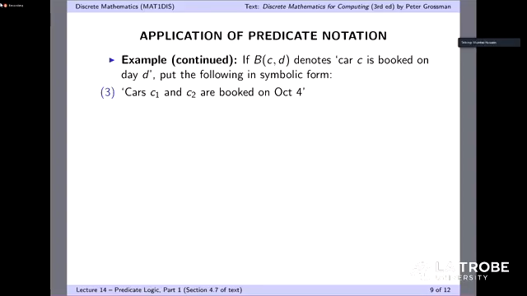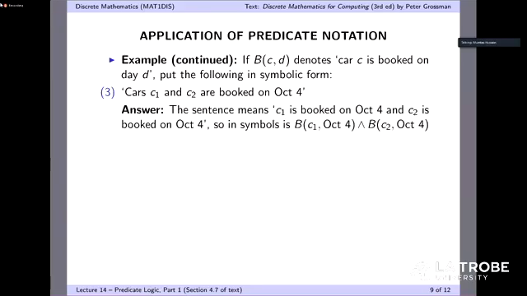What other ways can I write this? I can say that there exist cars C1, C2, and then I write BC1 October 4 and BC2 October 4, and then I have to say C1 is not the same as C2. They are different cars. If I put C1 equals C2, of course, then there is only one car. Here we are saying two different cars, right? That's the way of writing it as well.